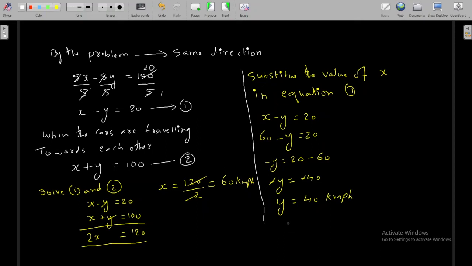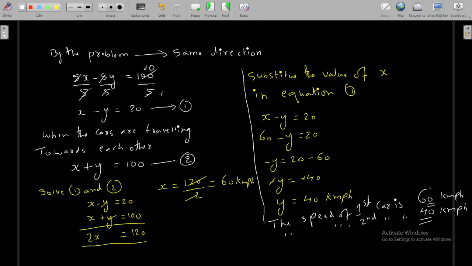So we can say that the speed of the first car is 60 kilometer per hour, and the speed of the second car is 40 kilometer per hour. So according to the problem, we got the values as 60 and 40. Now let us see the next problem.